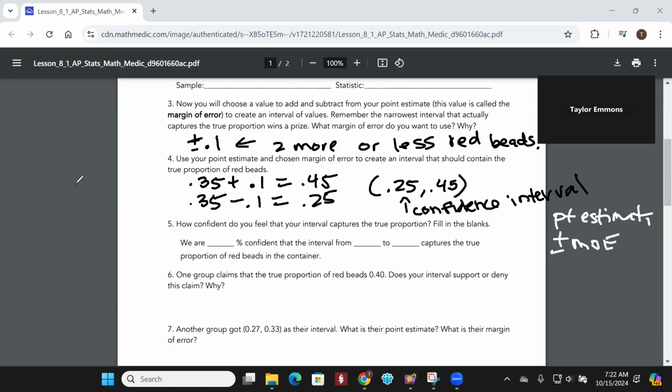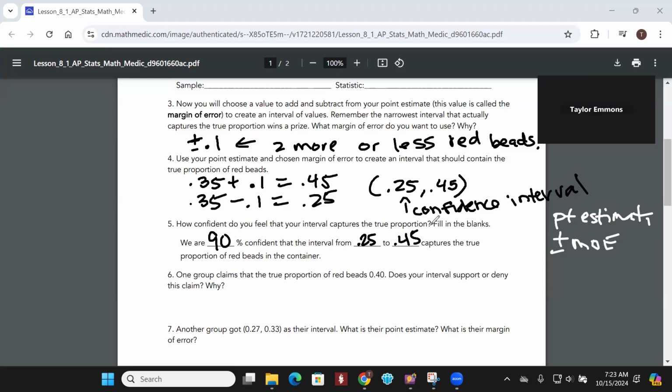All right, so how confident are you that our interval covers the true proportion of red beads? So we took a sample and we got 0.35, right? And we're saying from 0.25 to 0.45 is where the true proportion lies. How confident are we? 90% confident that the interval from 0.25 to 0.45 captures the true proportion of beads in the container.